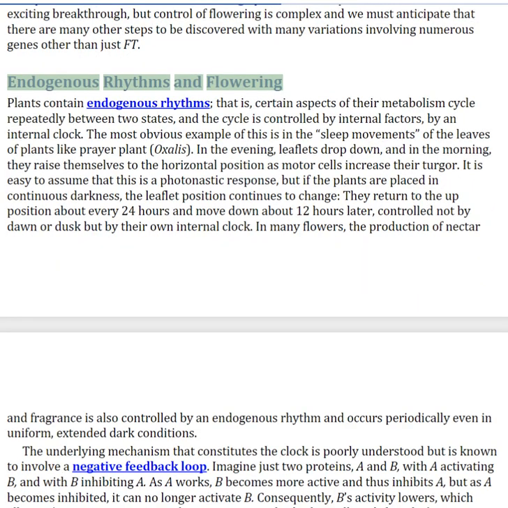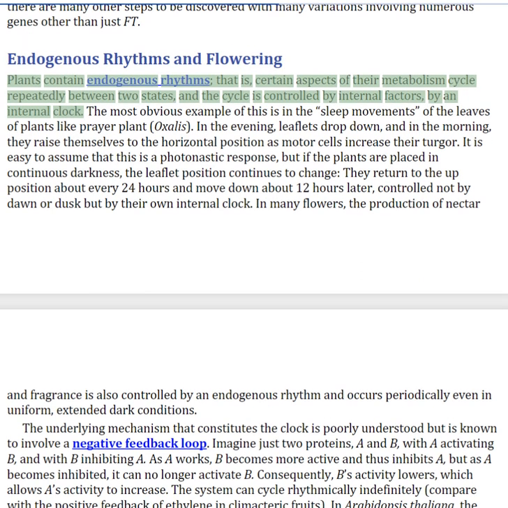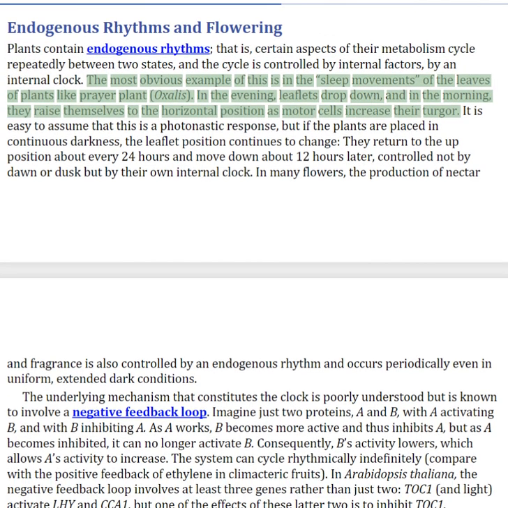Endogenous rhythms and flowering. Plants contain endogenous rhythms, that is, certain aspects of their metabolism cycle repeatedly between 2 states, and the cycle is controlled by internal factors, by an internal clock. The most obvious example of this is in the sleep movements of the leaves of plants like prayer plant. In the evening, leaflets drop down, and in the morning, they raise themselves to the horizontal position as motor cells increase their turgor.